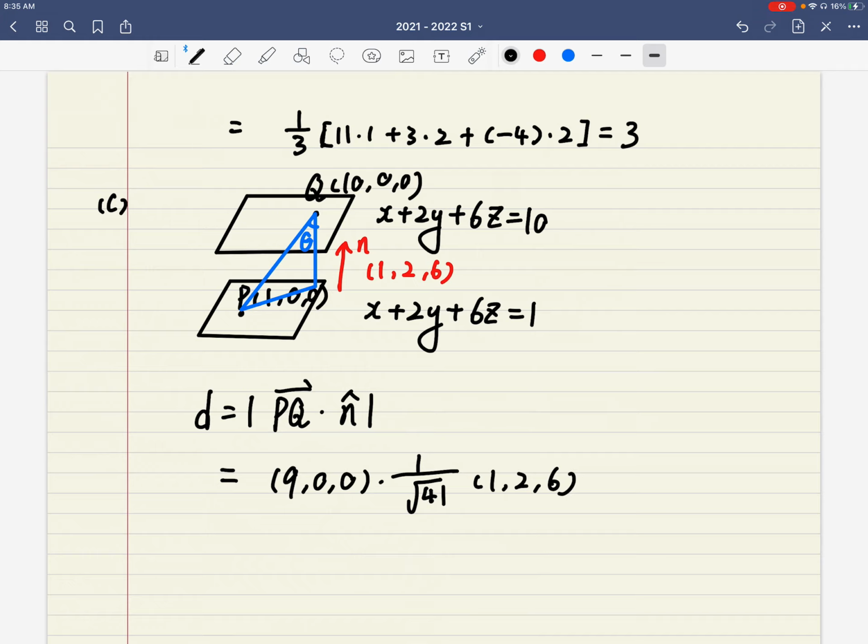And you put an absolute value. So you do the calculation, and it's 9 over the square root of 41.